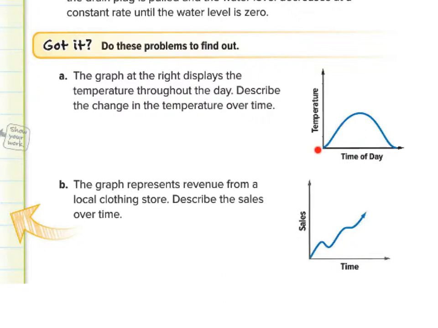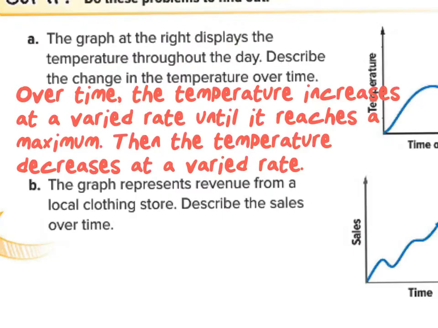We can see that the temperature starts at 0, okay? And it starts to rise, get warmer until maybe midday. And then again, it gradually decreases in temperature right back to where it started at the beginning of the day. Okay, so let's put that in words.